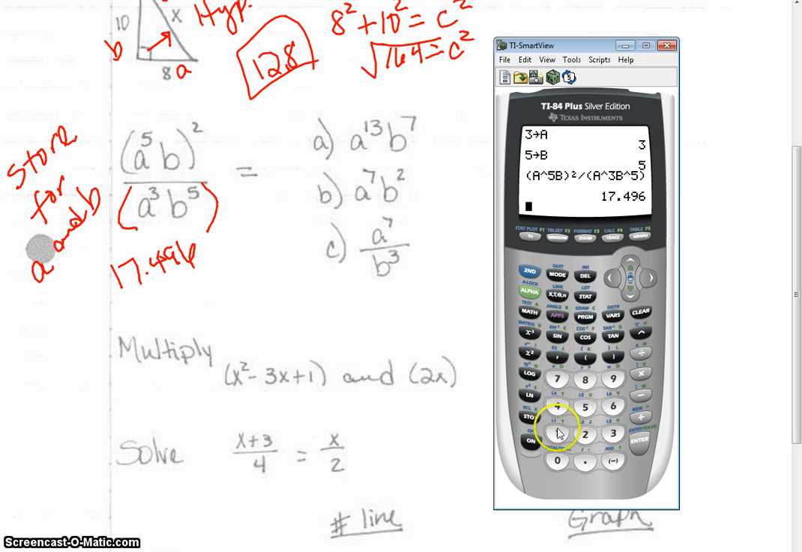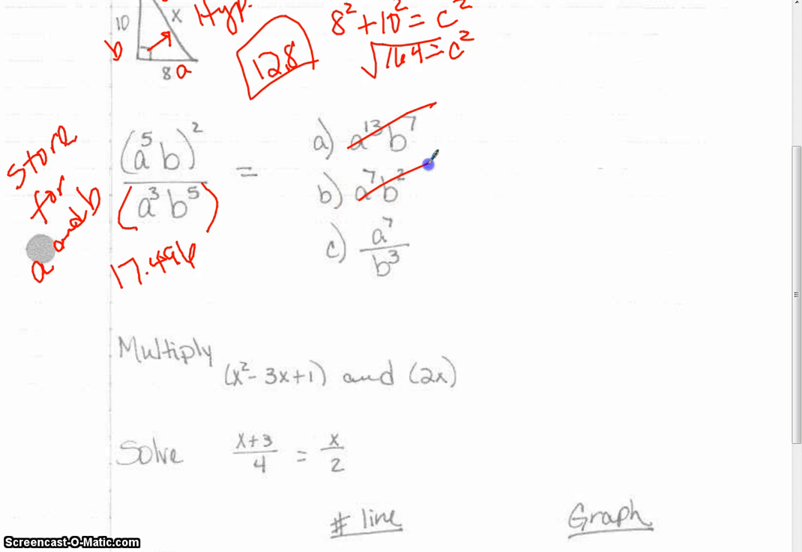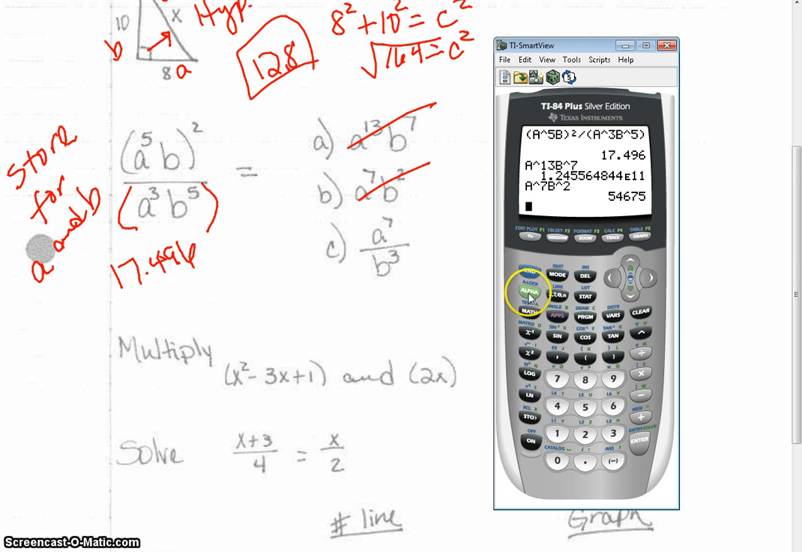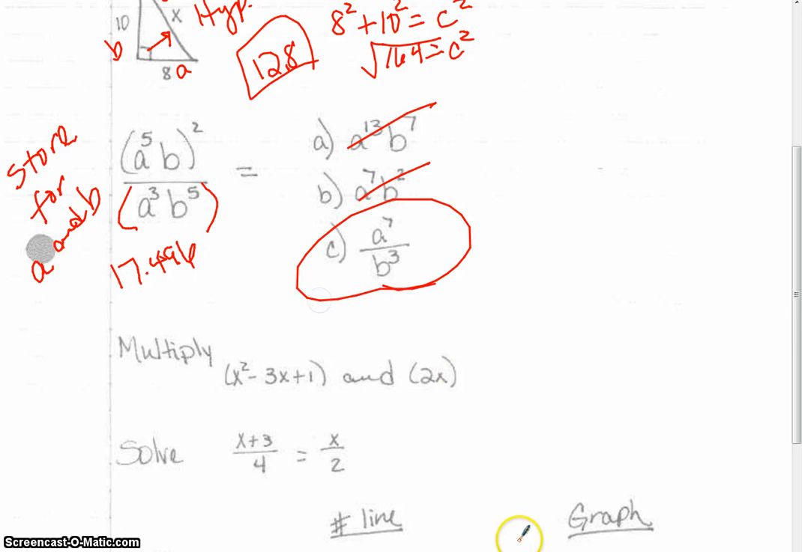So now you're going to check each of these answers. So you're going to say alpha A, rooftop 13, alpha B, rooftop 7. And it is nothing close to that. So that means that's not my answer. So now you're going to go alpha A, rooftop 7, alpha B, rooftop 2, or squared. Either one works the same. And you get 54,675, not what I'm looking for. So then you go alpha A, rooftop 7, divided by, because it's a fraction, alpha B, rooftop 3, and you get 17.496. That's your answer.